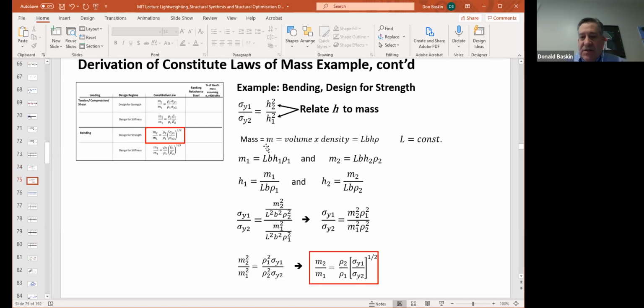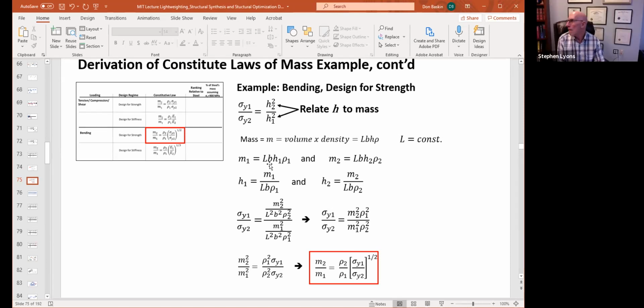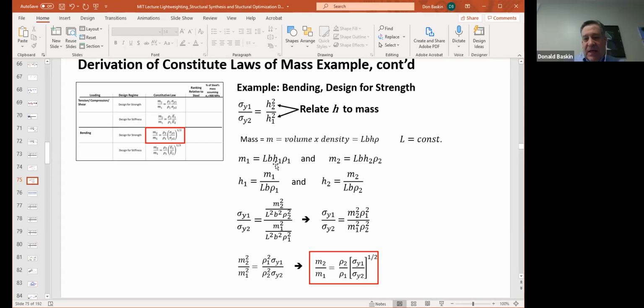All you've got to do is understand that mass equals volume times density. That's just the equation for density: density equals mass over volume. So you can rearrange this, and mass equals volume times density, and then you can start plugging in the dimensions of each of the two different beams, 1 and 2. So mass equals L times b times h times the density of the material from which the beam is made. You can write the two equations here, M1 and M2, rearrange those and solve for h.